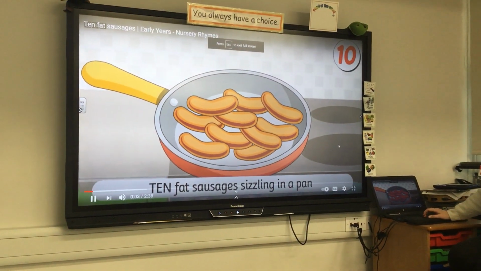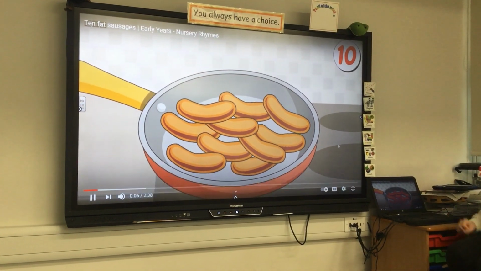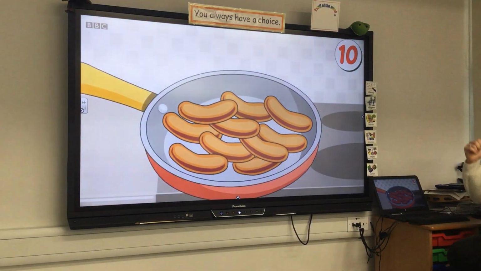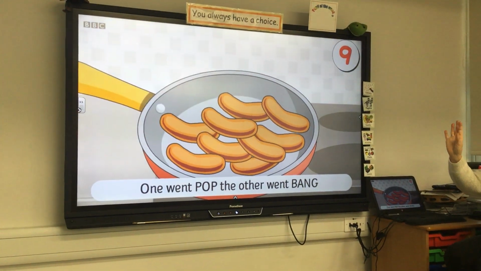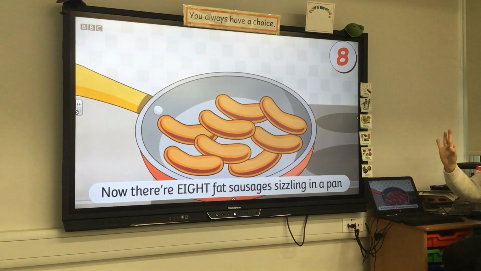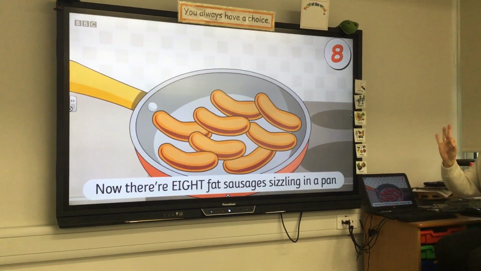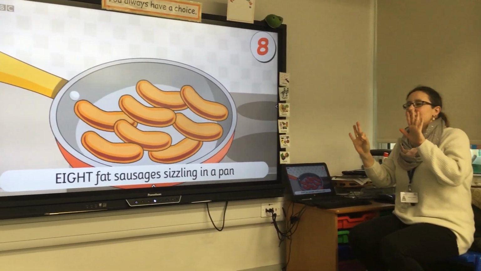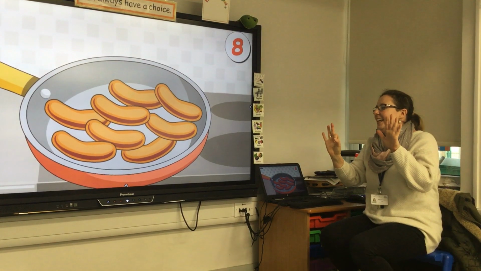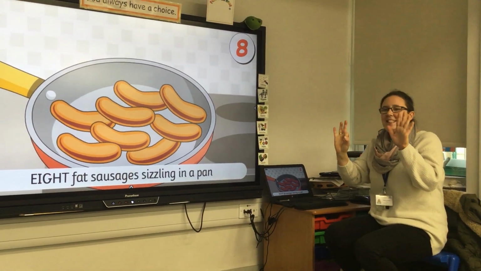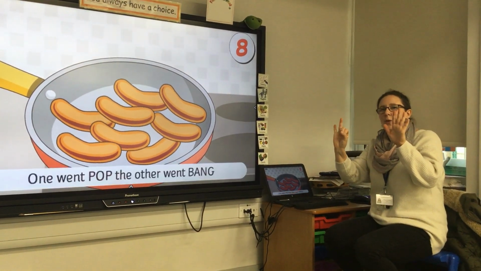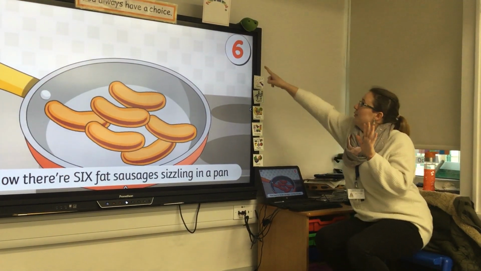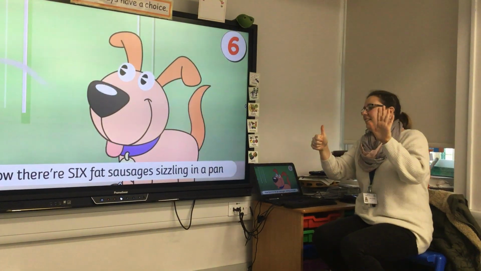10 fat sausages sizzling in a pan. One went pop, the other went bang. Now there's 8 fat sausages sizzling in a pan. What does that leave us with? 8 fat sausages sizzling in a pan. What a sizzler. One went pop, the other went bang. Now there's 6 fat sausages sizzling in a pan.